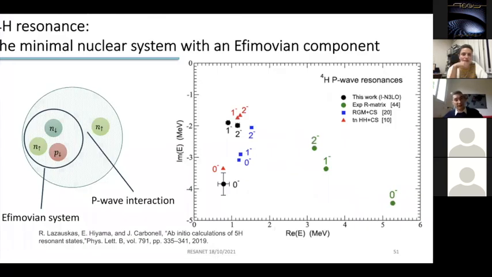So the systems that we are studying are actually a little bit larger. So for example, hydrogen-4 resonance. Hydrogen-4 is the first nuclear system known to have a resonance experimentally. It has actually more than 1 resonance, but the 2- resonance and 0- resonance have a natural parity, so we focus more on the 1-.